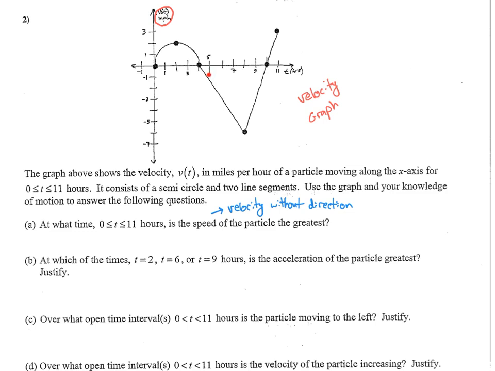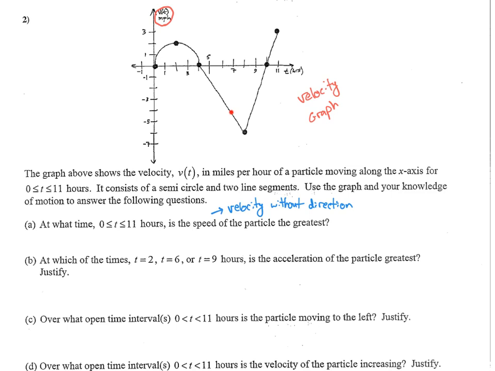The velocity is about -1, but that only means that the particle is just moving to the left at a speed of 1 mile per hour. Similarly, at t equals 7, looks like my speed would be 5 miles per hour. My velocity is 5 miles per hour to the left, but my speed is just 5 miles per hour.